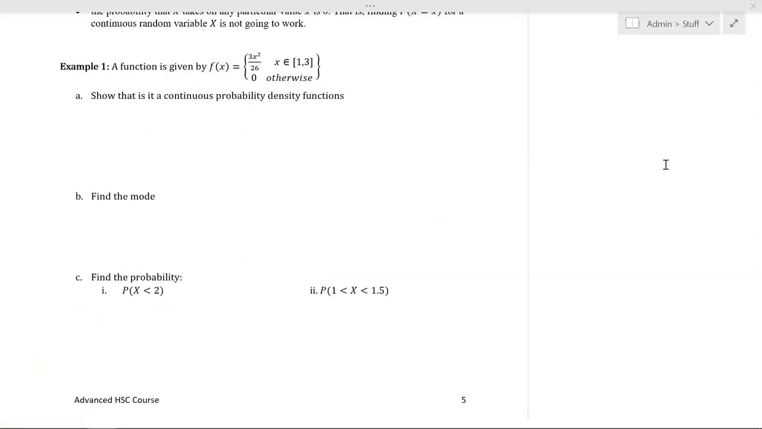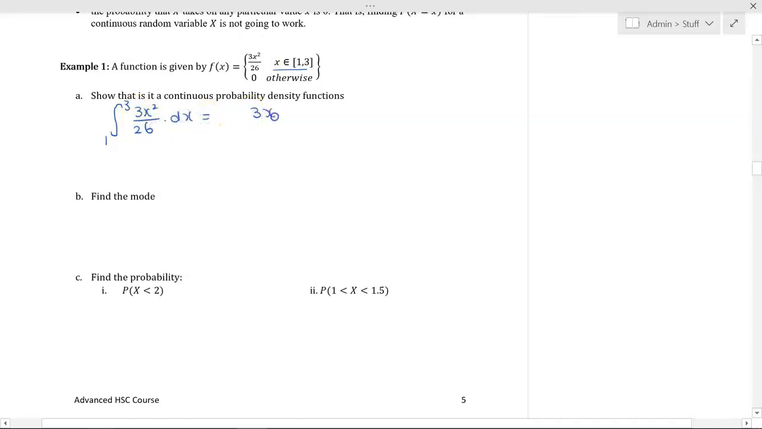We're given a function and it's defined for x being between and inclusive of 1 and 3. Any value of x outside that range will have a probability of 0, so we don't need to worry about that. In order to show it is a continuous probability density function, all we've got to show is that when we integrate over all the possible values of x, I'll just go from 1 to 3, because outside of that is impossible. When we integrate the function, we should get 1 because we're summing the probabilities.